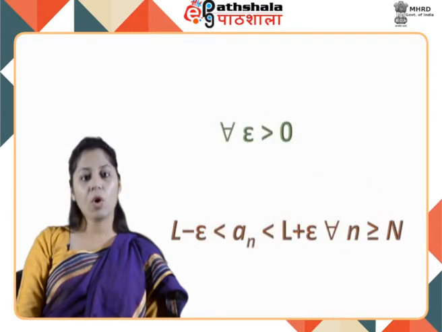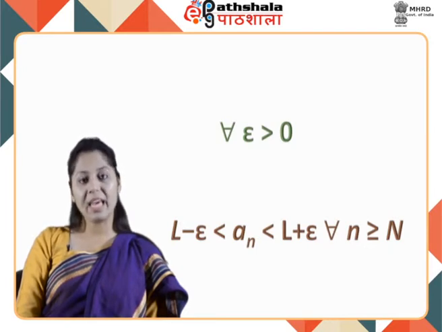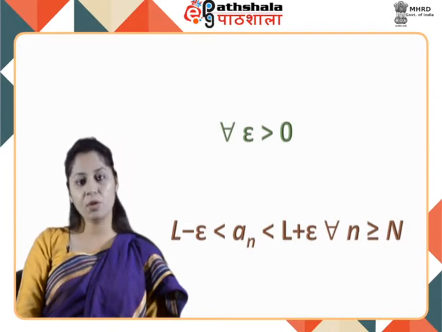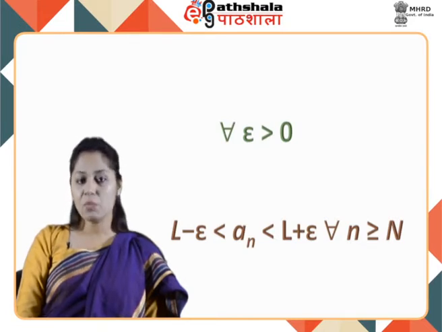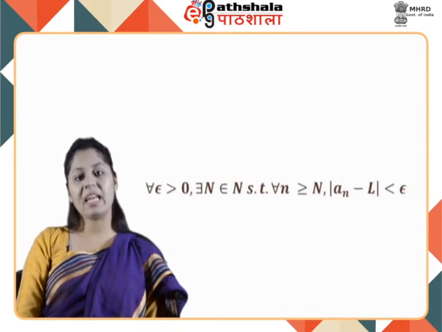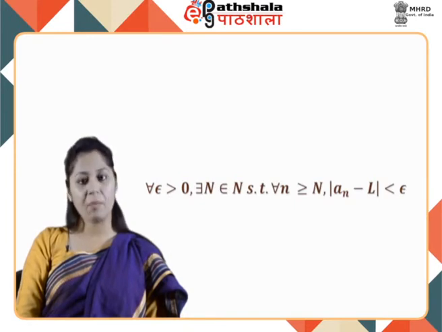For instance, for all epsilon greater than 0, there exists a natural number N such that L minus epsilon is less than a_n is less than L plus epsilon for all n greater than or equal to capital N. In even more compact notation, for all epsilon greater than 0, there exists an N belonging to the set of natural numbers such that for all n greater than capital N, the absolute difference between a_n and L, that is, absolute value of a_n minus L, is less than epsilon.